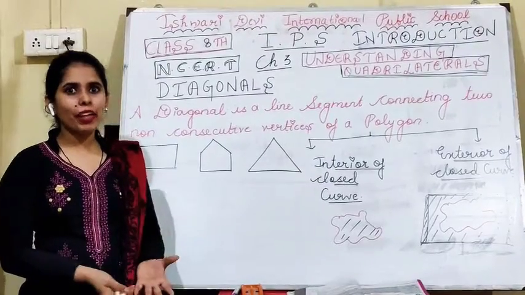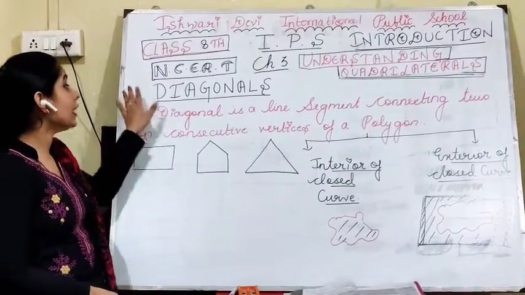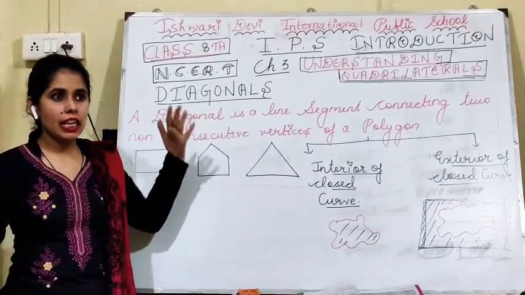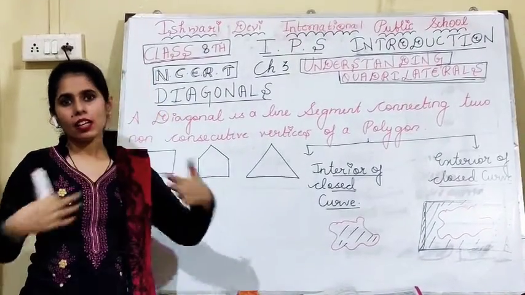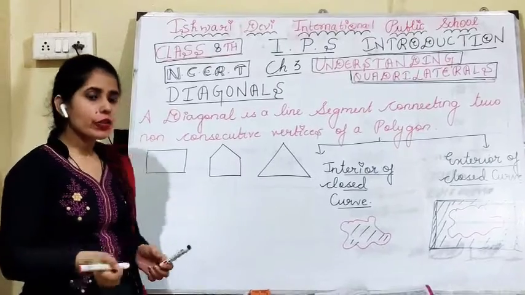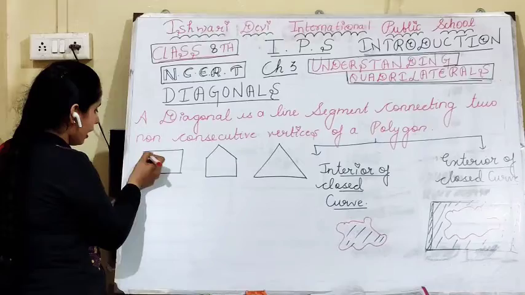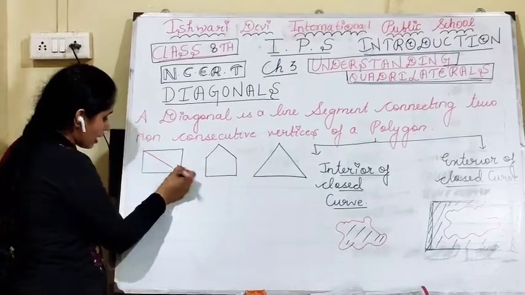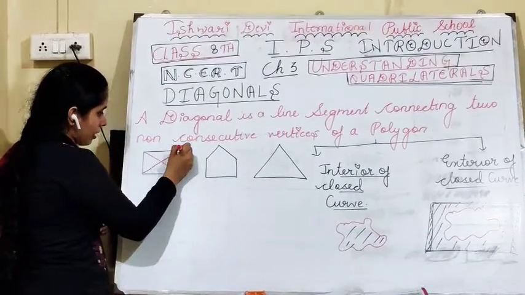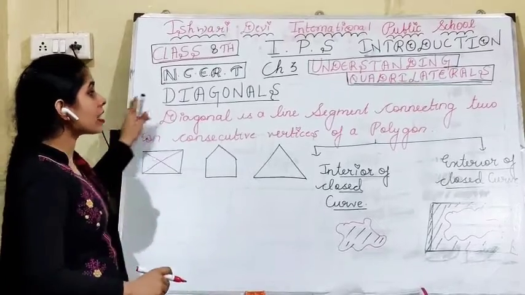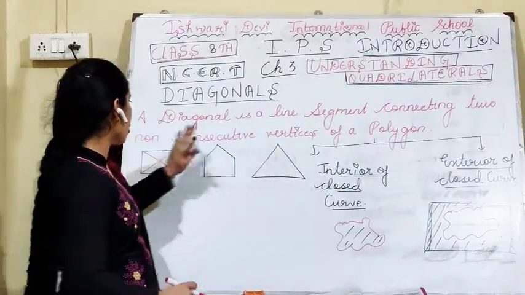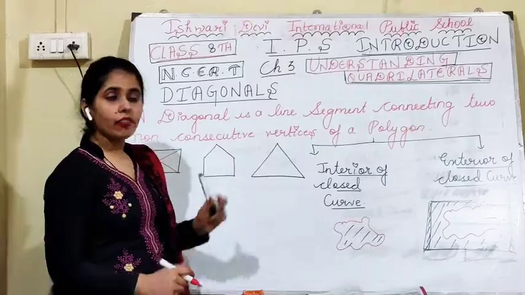Now the next topic that comes to our mind is diagonals. Diagonal means connecting the lines, right? So now we will see that connection of a line. We will see that this line is connected to this line. That means the diagonal is a line segment connecting two non-consecutive vertices.